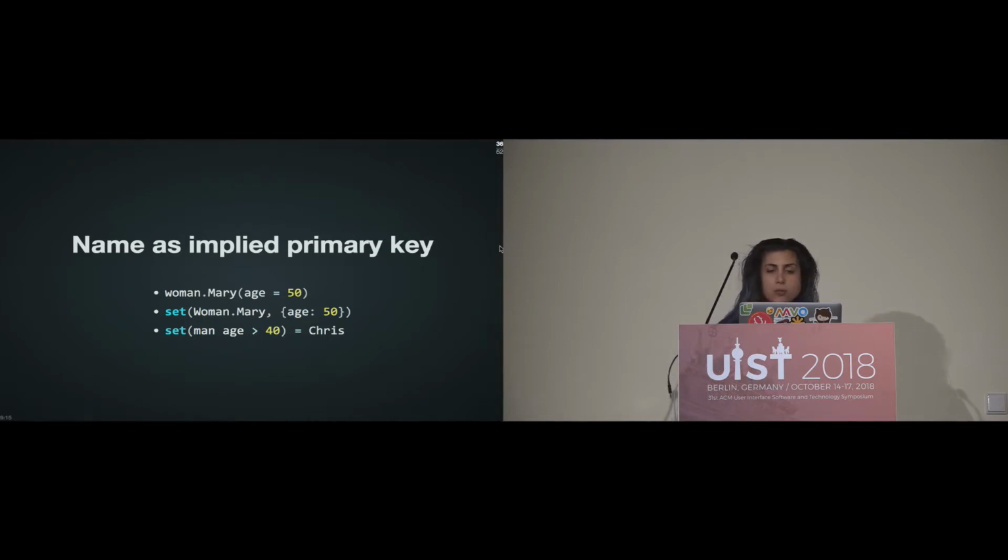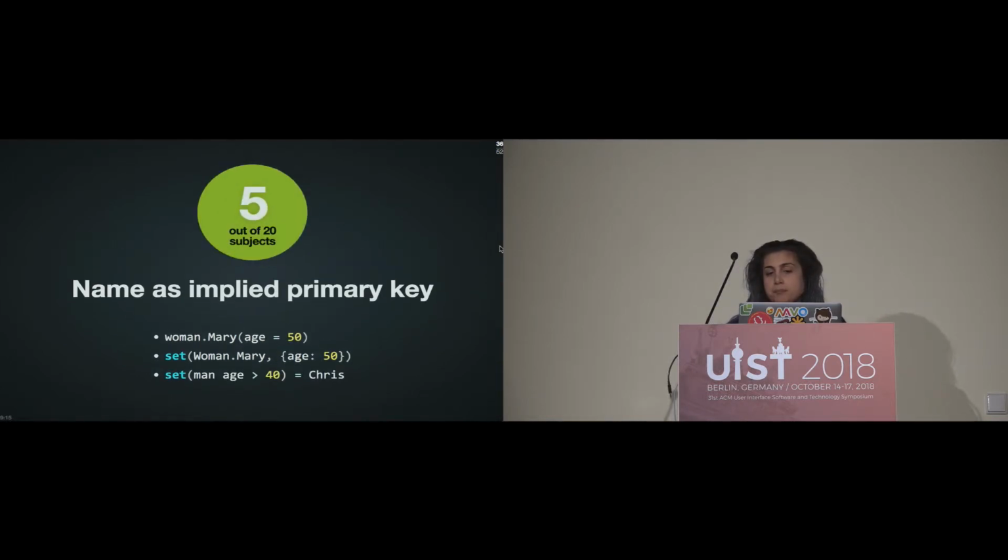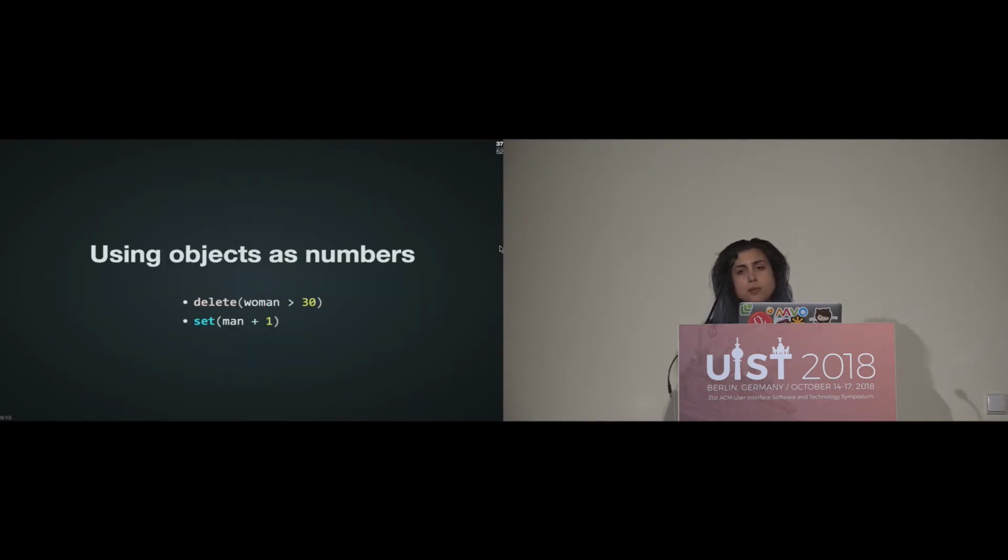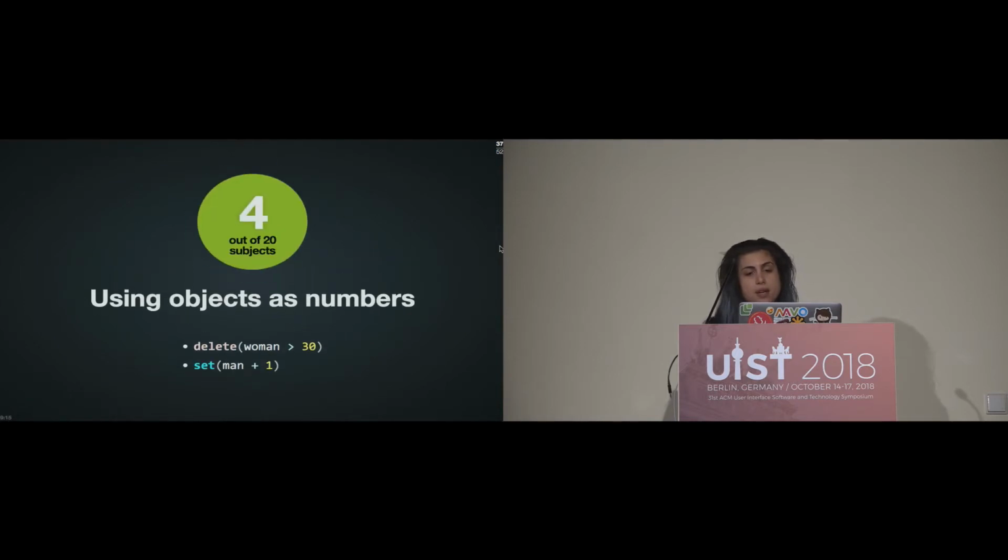Something that was also slightly common was using name as an implied primary key, as if it has some sort of special meaning, which also is similar to how natural language works. We don't say the person with the name of Chris, we say Chris. And using objects as numbers, which is also seen by other studies in the literature, like doing mathematical operations on entire objects instead of using their properties. Some participants mentioned that they expected this to just operate on the first numerical property, which is an interesting heuristic.